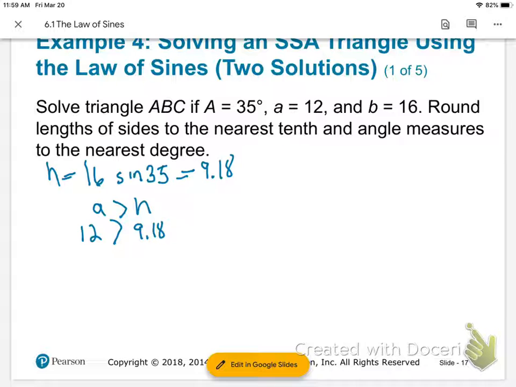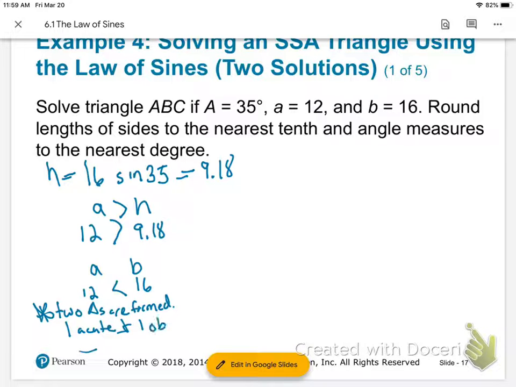Okay. So now that we know that A is greater than H, now we have to compare A and B. So we know A is 12, and my B value was 16. We see that A is less than B. And because you have A greater than H, but A less than B, two triangles are formed. One acute and one obtuse.